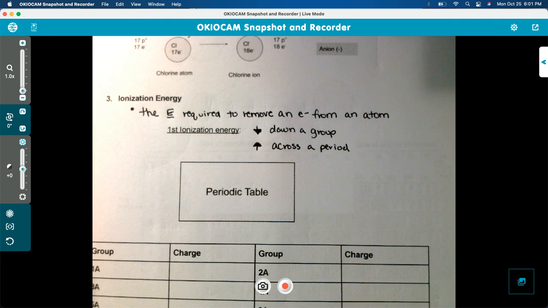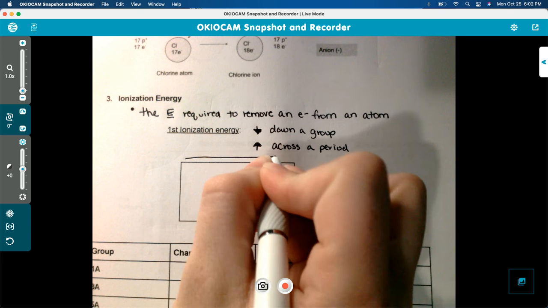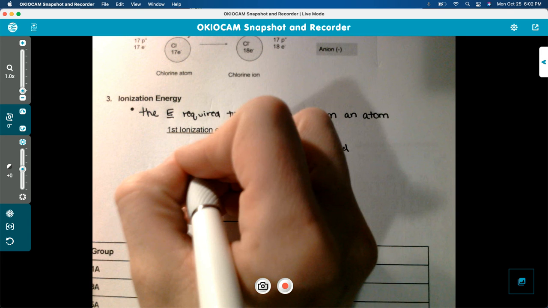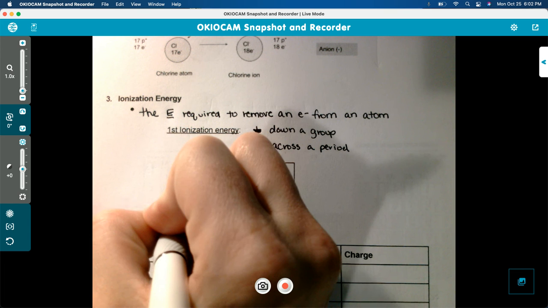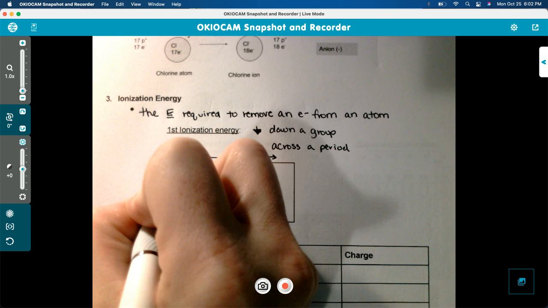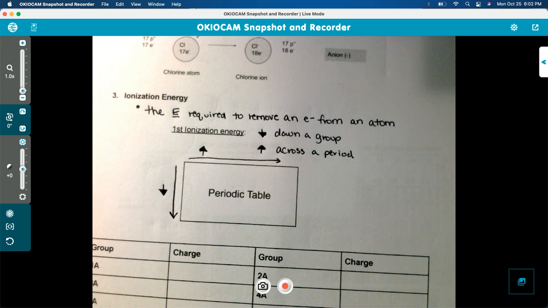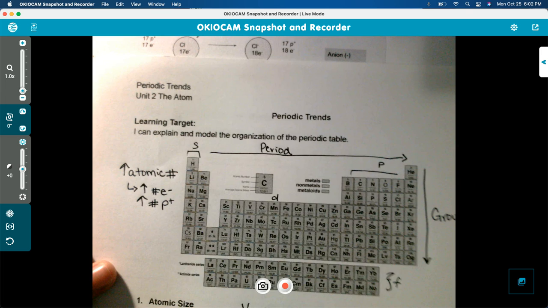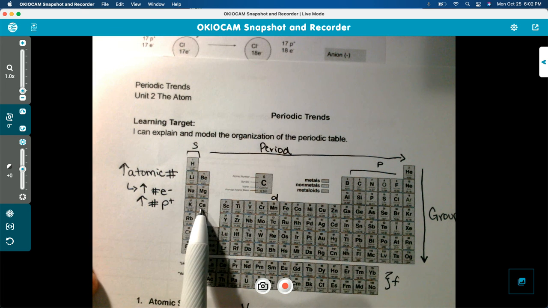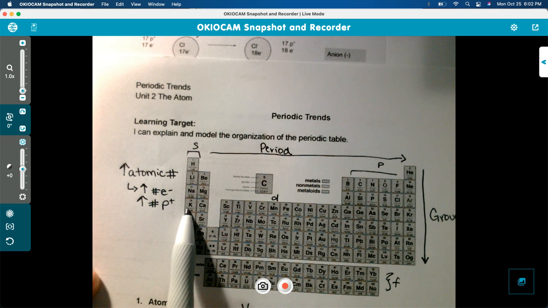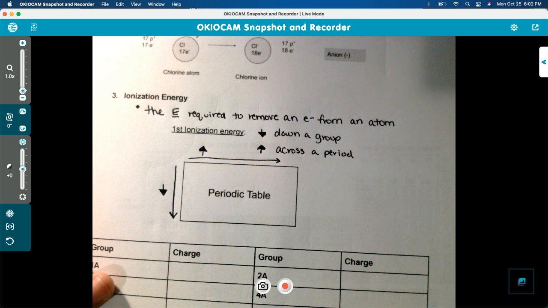So if we're looking at our periodic table, our ionization energy is going to increase from left to right, and it is going to decrease from top to bottom. So let's look at another example. Would the ionization energy of potassium be more or less than calcium next to it? So which has a greater ionization energy, potassium or calcium? Hopefully you answered calcium, because it increases as we move left to right.